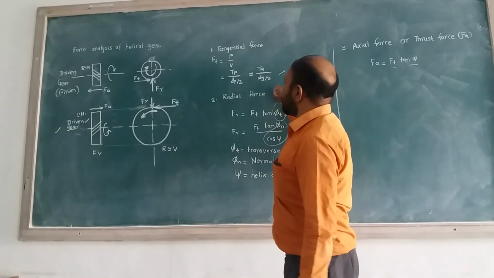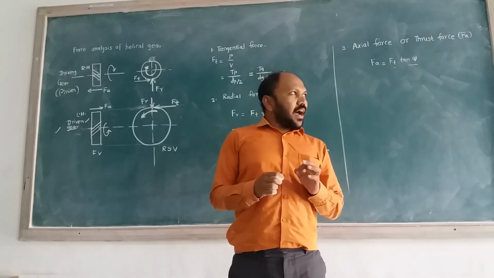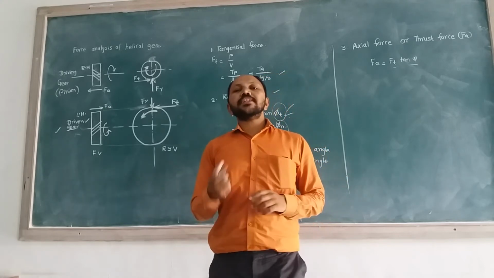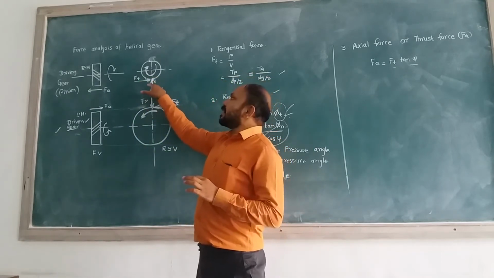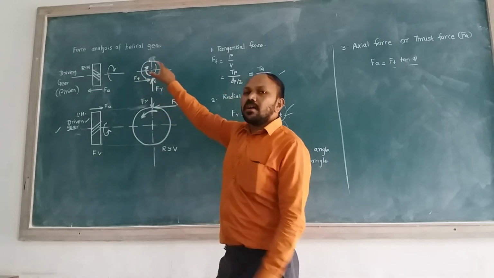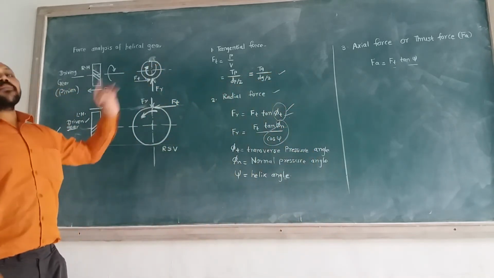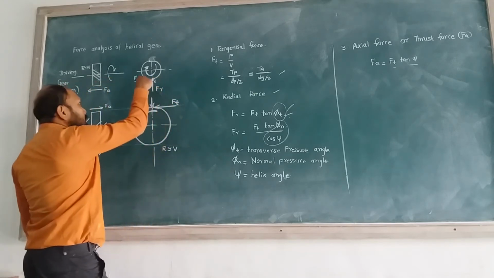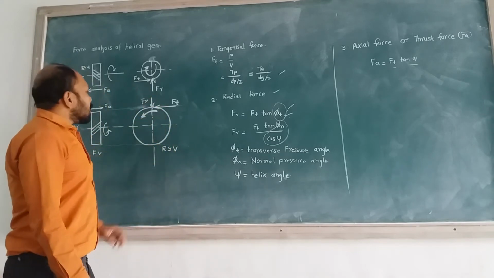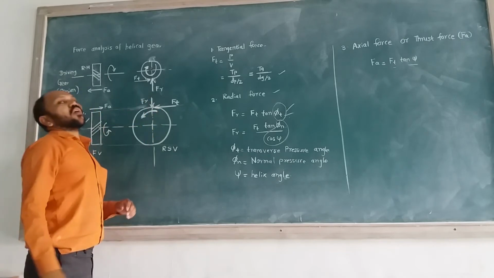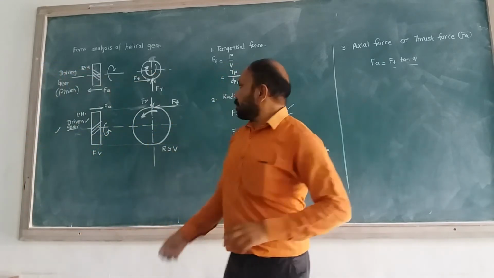Now if we see the directions for radial force, in case of radial force, the direction is always towards the center of the respective gear. In case of this upper gear, the radial force is always acting towards the center of the gear. So the center point is at the upper side, so Fr is acting in the upward direction. For the lower gear, radial force is always acting in the downward direction because the center point is located downward. So this is about the radial force direction.